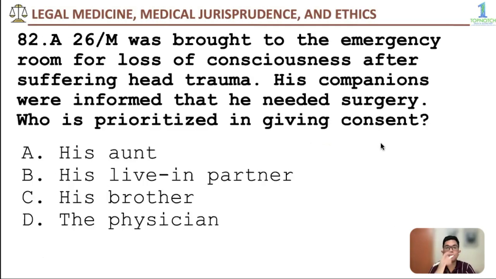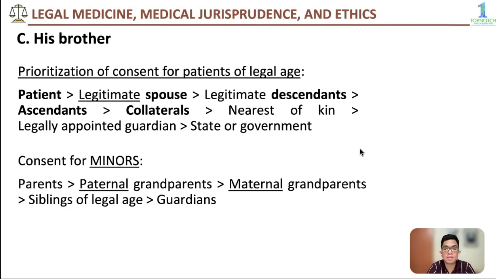Sige, next question tayo. So, 26-year-old male who needs emergency surgery. So, who is prioritized in giving consent? The correct answer is letter C, his brother. So, bakit?